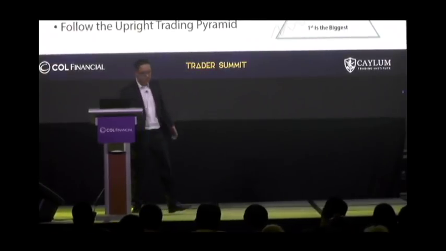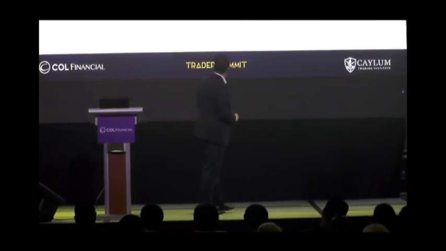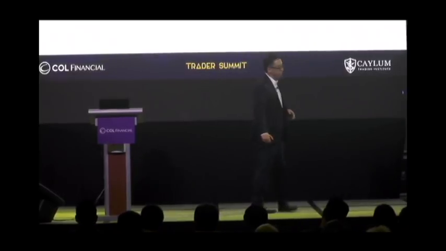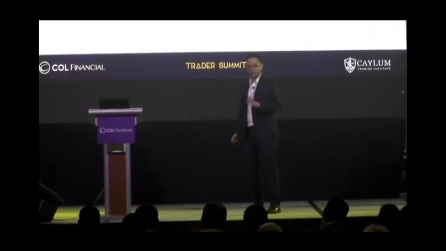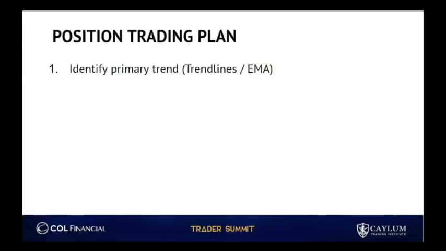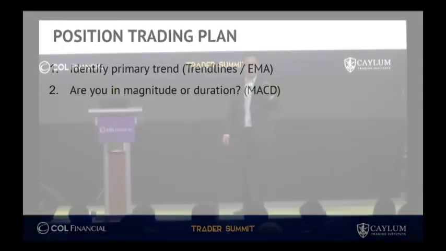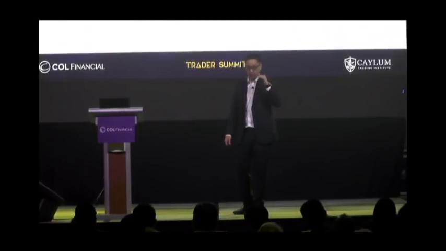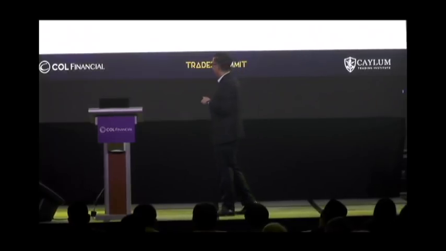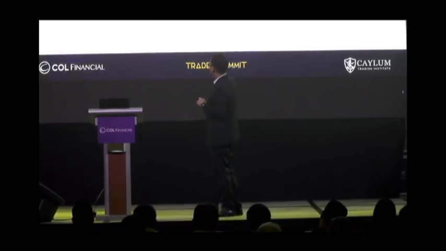All right, so we got to make a plan. Let's make a plan. 1, identify the primary trend. Good? Did I teach this? Yes? Ready? Okay, number 2, are you in magnitude or duration? Did I teach this? So how do we know when we're in duration? The band should be near 0. Okay? Good? Okay. Number 3, look for entry points.